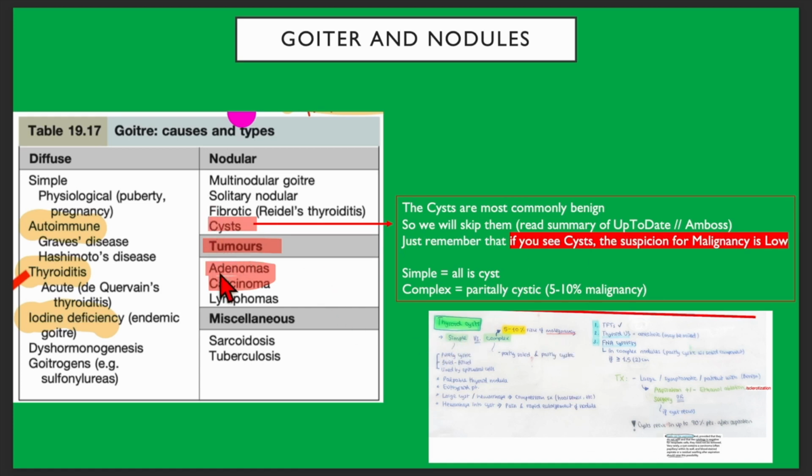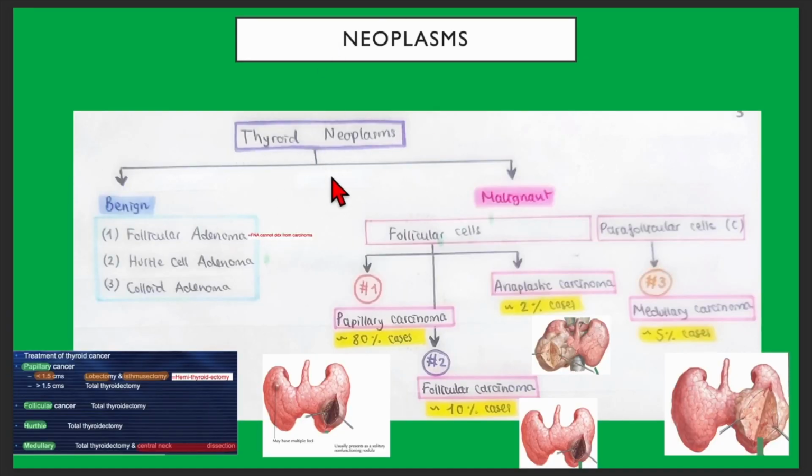So then we should just move on and talk about the neoplasias, the adenomas and carcinomas. So the thyroid neoplasias, they are benign and malignant. We have follicular cells and parafollicular cells, that's the calcitonin ones. This is called medullary carcinoma, 5% of the cases, papillary carcinoma, 80% of the cases, follicular carcinoma, 10% of the cases, anaplastic carcinoma, 2% of the cases. Now the problem here is follicular carcinoma cannot be differentiated from follicular adenoma with the fine needle aspiration. So from the cytology, you cannot differentiate the adenoma from the carcinoma.